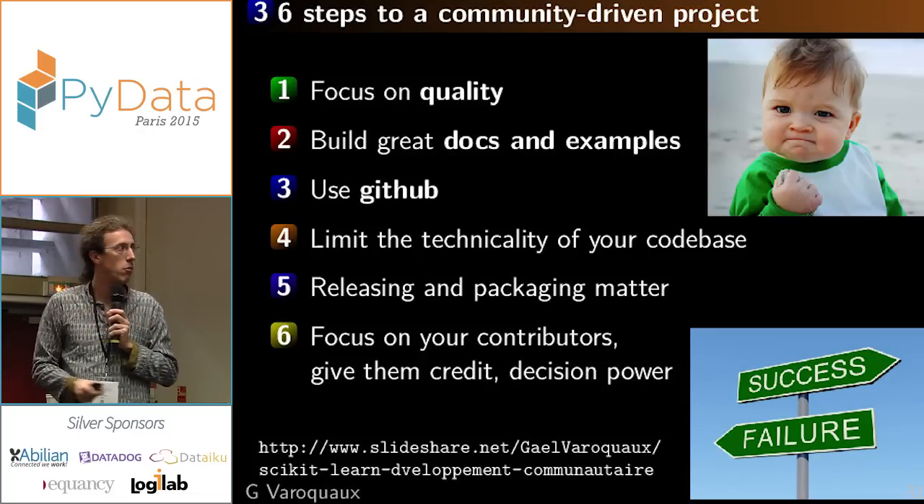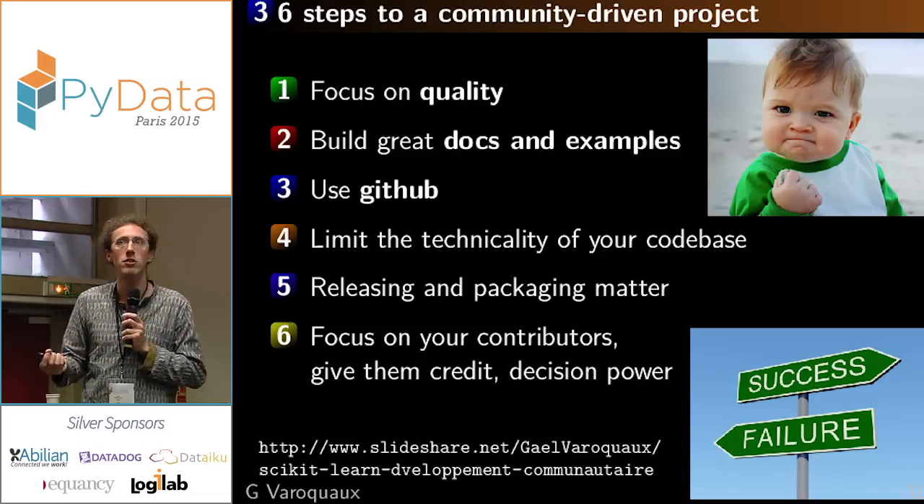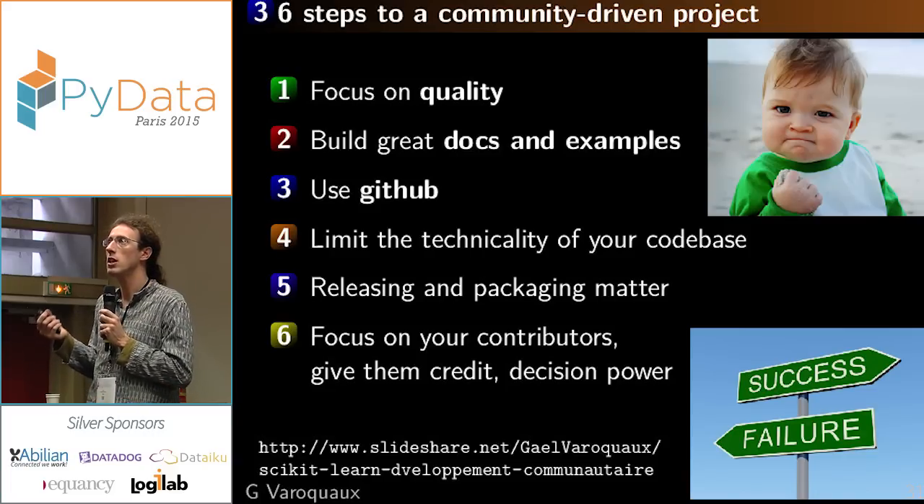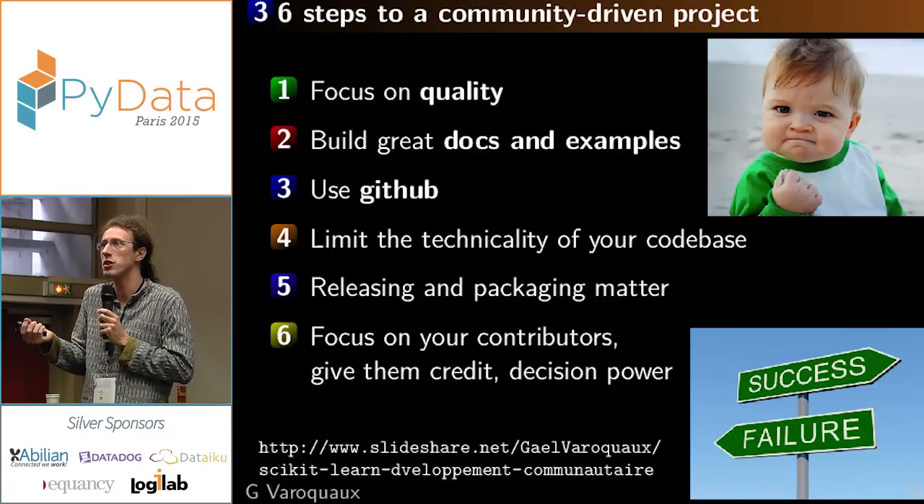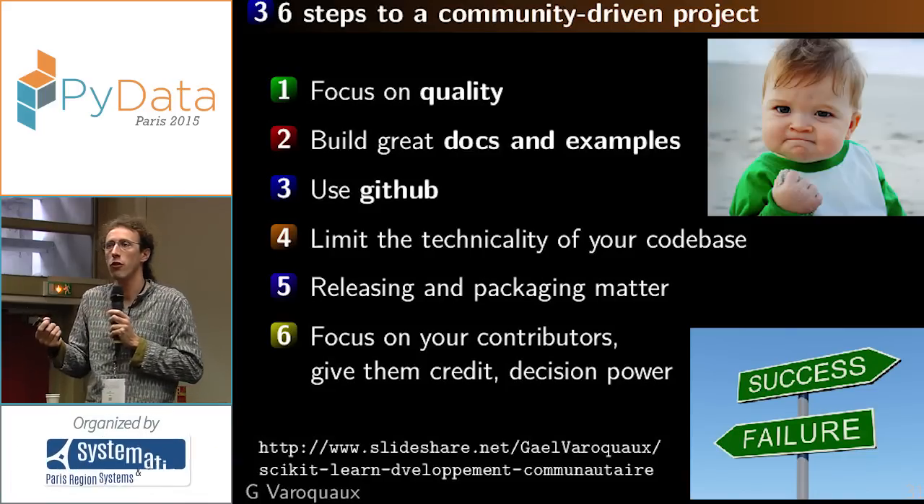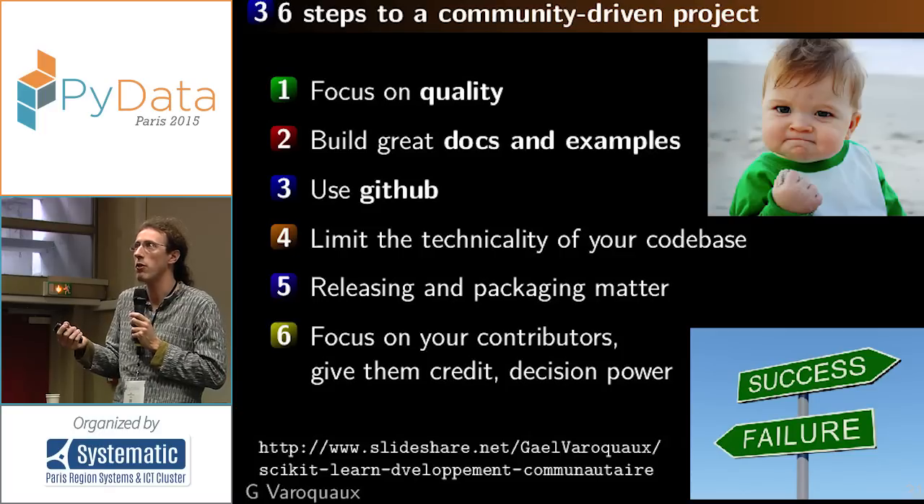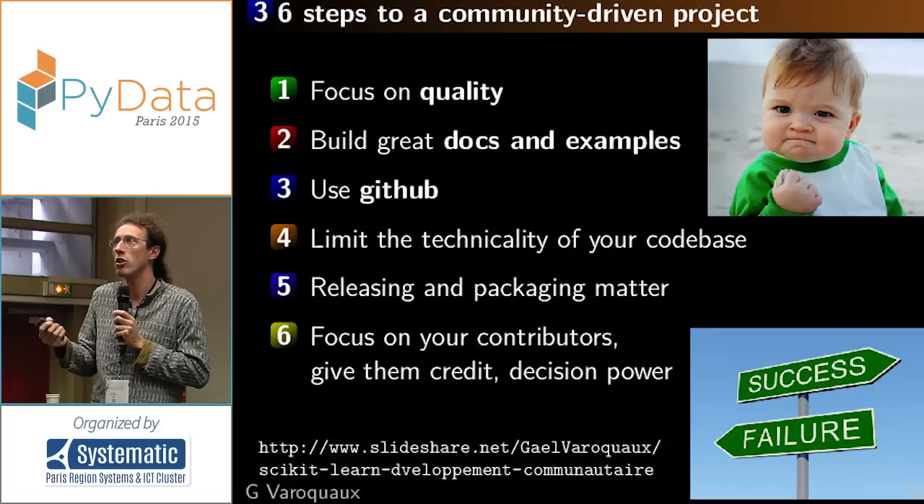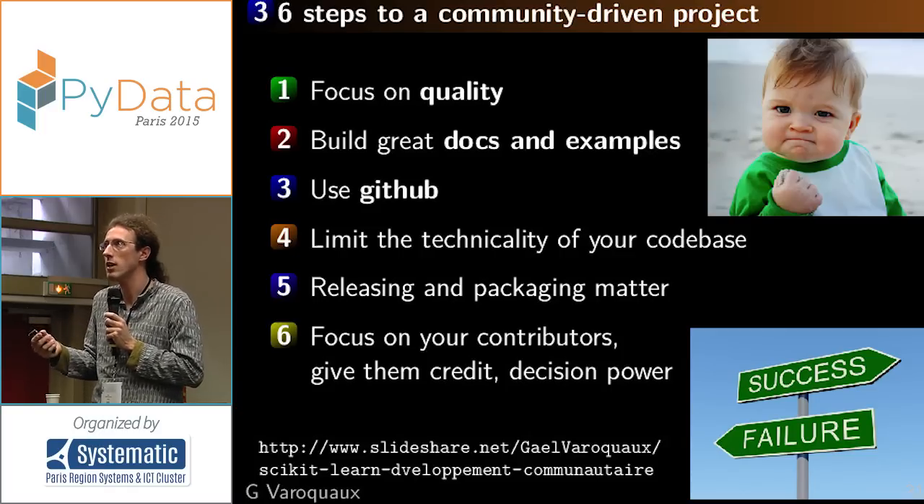Releasing is extremely important, and what's important is that at some point you have to let go. Even if you wrote the first line of code for the package, you have to let go of decision power. Otherwise, your contributors will not be motivated. That's really important.